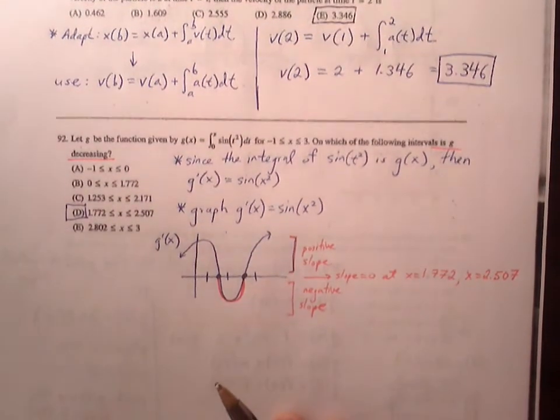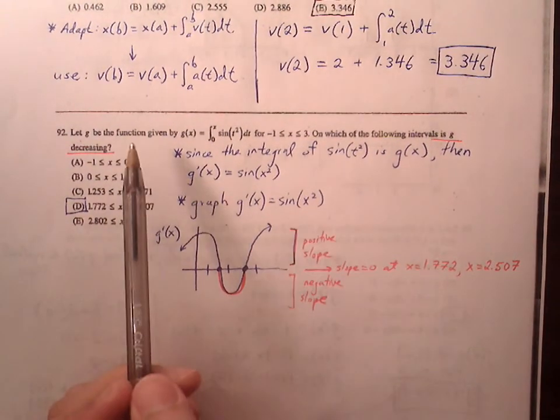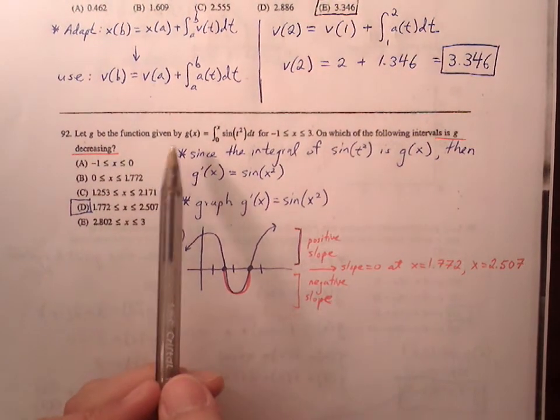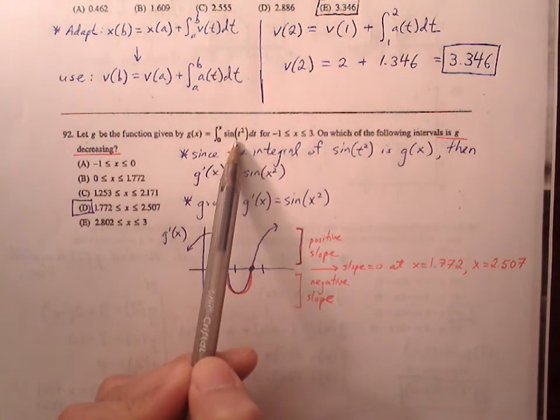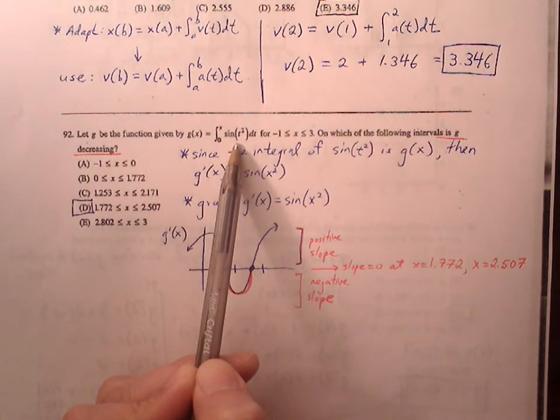Okay, last problem here. We have function g provided by the definite integral from 0 to x of sine of t squared. Which of the following indicates where g is decreasing?